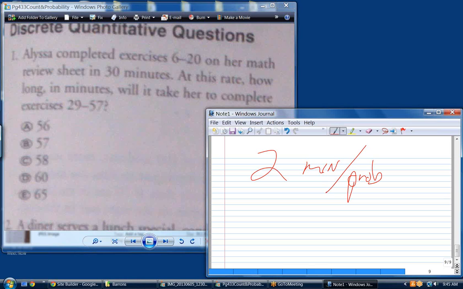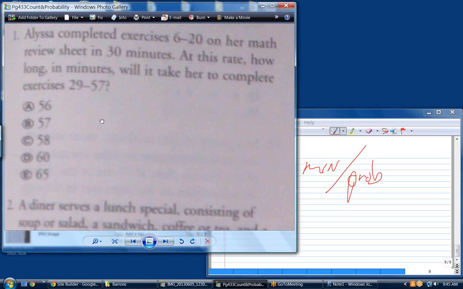So 58. Good. The key being to know that you have to add 1 when you subtract these two numbers. 20 minus 6 is 14, but there are actually 15 problems there. 57, I learned that from you, and I remembered it. Yeah, 57 minus 29 is 28, but you have to add 1, 29. 29 times 2 is 58.